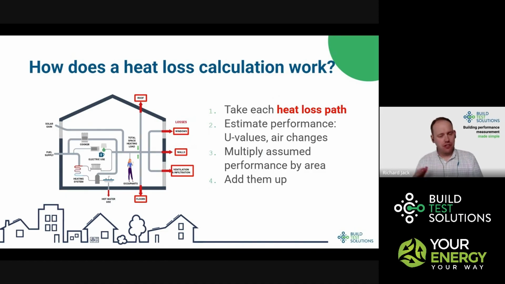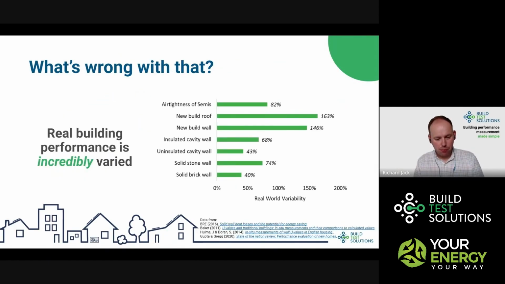So why am I suggesting that we ought to do something different? What's the problem with that? Well, the problem is that real building performance is incredibly variable, and the more measurements that our users do, the more firmly convinced I get that buildings are weird and wonderful, and the ones that you think are going to be the same just aren't.